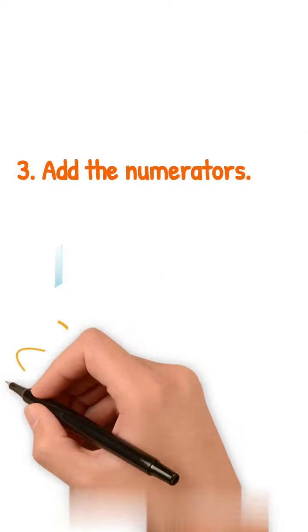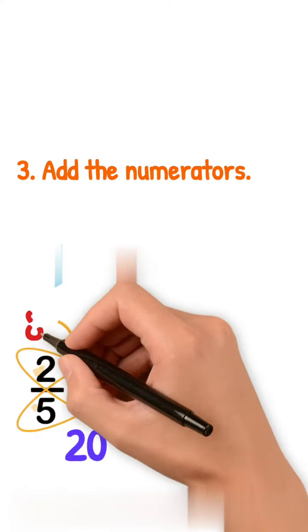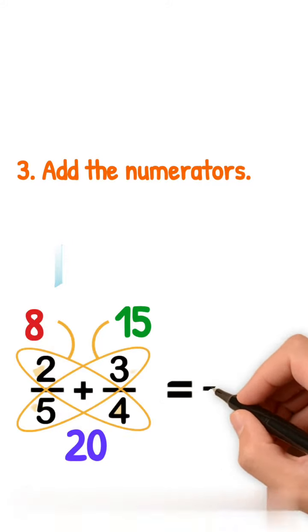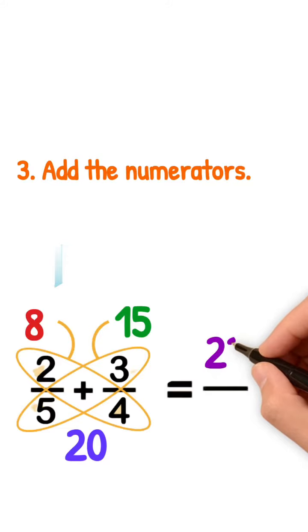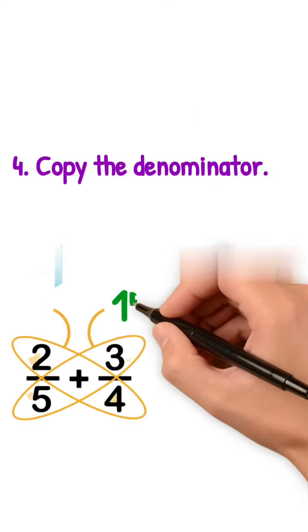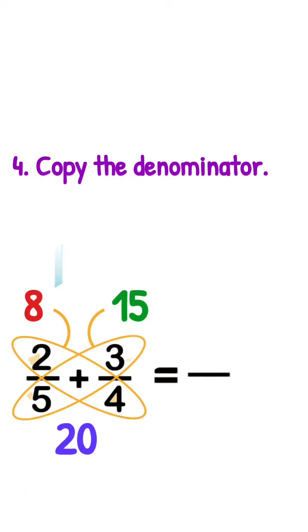Next to do is to add the numerators. In this example, we obtain 8 and 15 as the new numerators. If we combine them together, we get 23 as the result. Right after adding the numerators, we can now copy the denominator to have a result of 23 over 20.